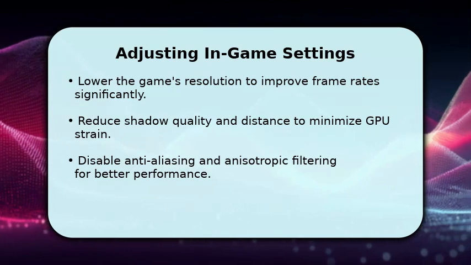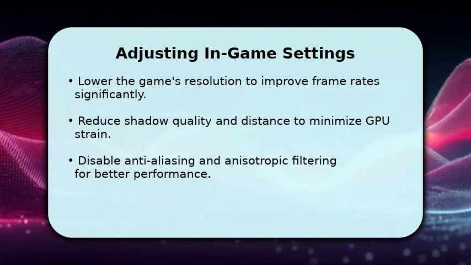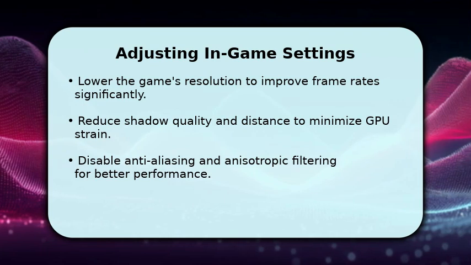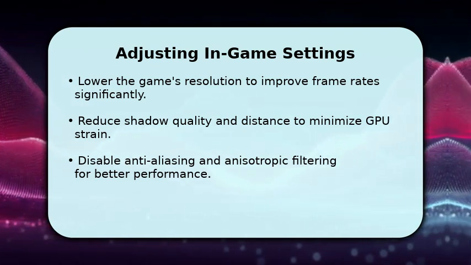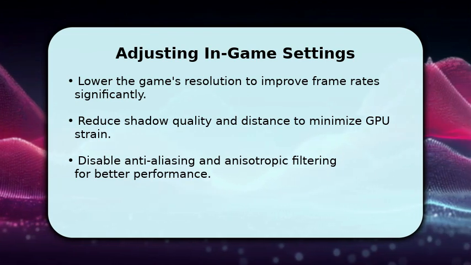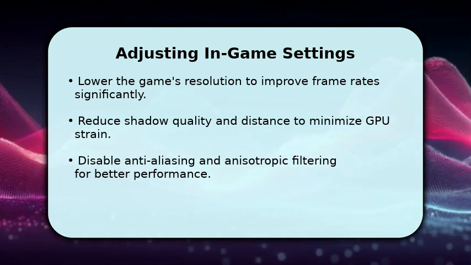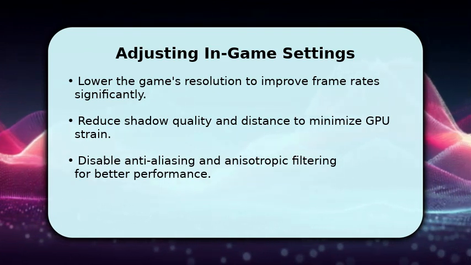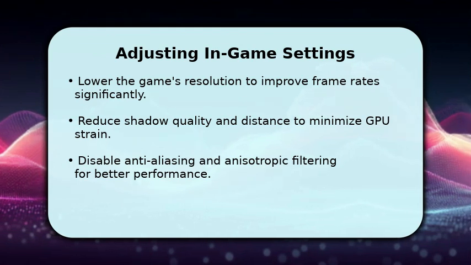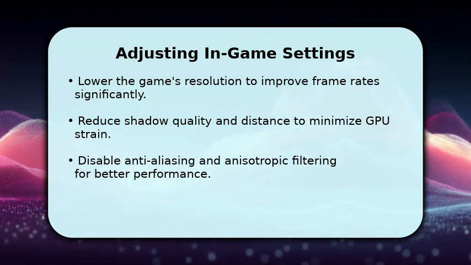Now, let's dive into Skyrim's in-game settings. A major performance boost comes from lowering the game's resolution. Try setting it to 720 pixels or even 900 pixels. Significantly reduce shadow quality and shadow distance, as these are very demanding. Turn off anti-aliasing and anisotropic filtering entirely.